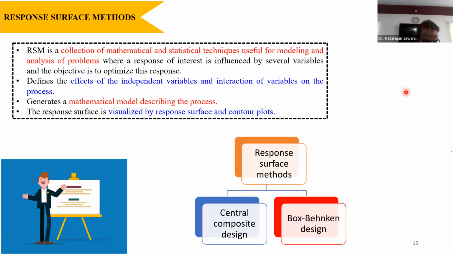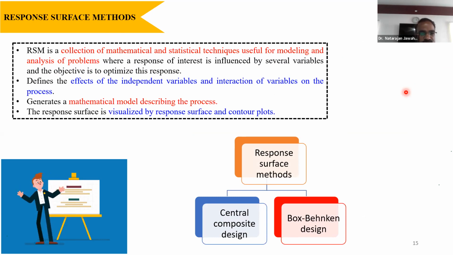Next one is response surface method. RSM is a collection of mathematical and statistical techniques useful for modeling and analysis of problems. Whereas in factorial designs we cannot analyze such problems, in response surface method we can analyze the problem where a response of interest is influenced by several variables, and the objective is to optimize the response.